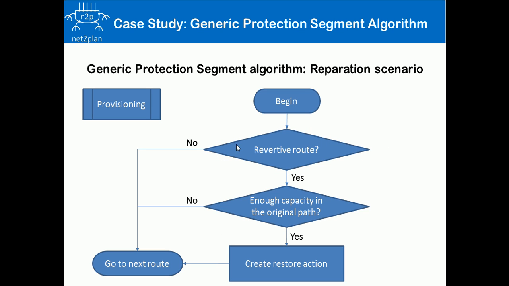But if the route is in revertive mode, then it will check if the original path has enough capacity to carry all the traffic. If not, it will proceed to the next candidate to repair route. But if it can carry all the traffic, then it will create a restoration action. Then it will proceed to analyze the next route.